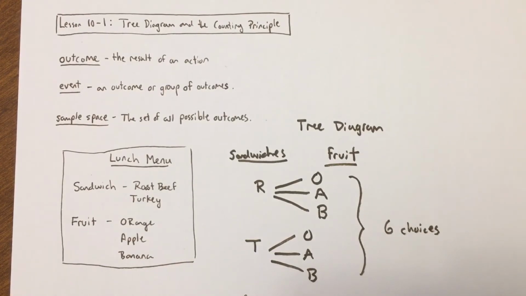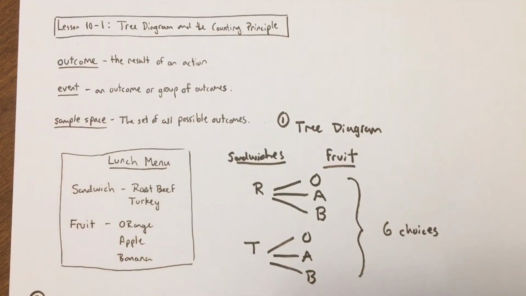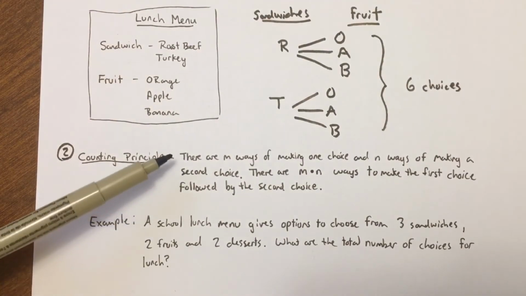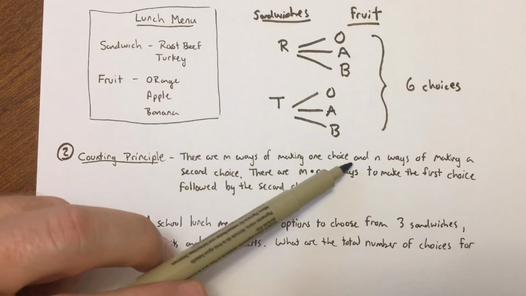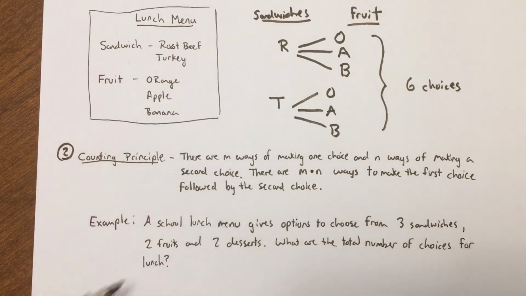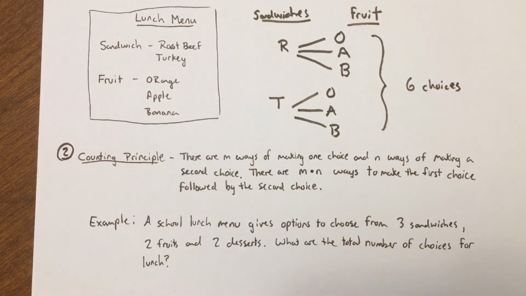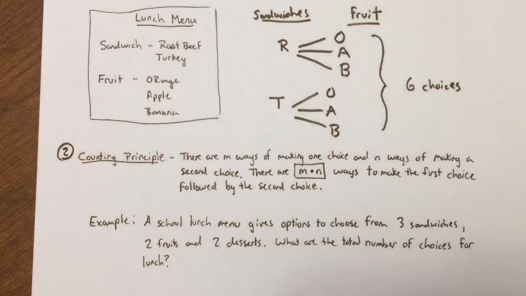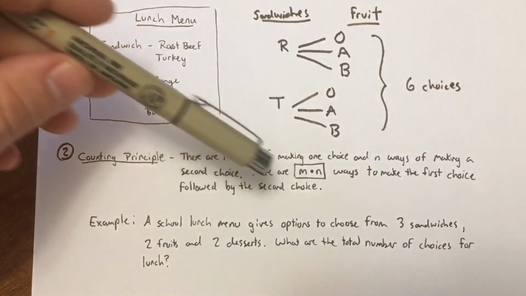And choice number 2 is going to use something called the counting principle. So the counting principle, by definition, is this statement here. It says there are m ways, so we're going to use a variable, there are m ways of making one choice and n ways of making a second choice. There are m times n ways to make the first choice, followed by the second choice. So we can use an algebraic operation of multiplication with the number of choices.